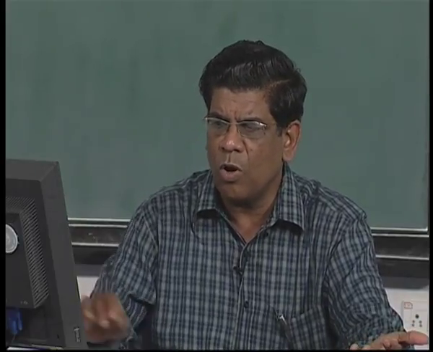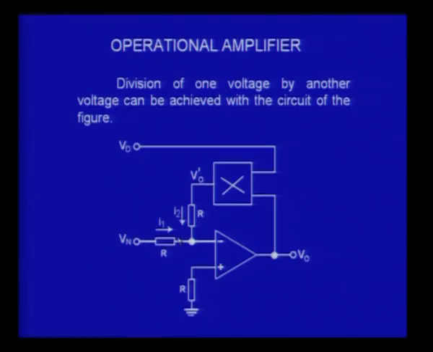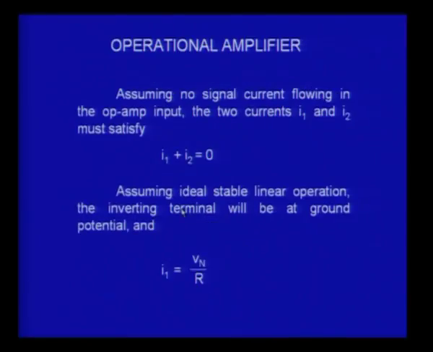And you also know this current, which is Vn by R, is the same which is flowing into this, and therefore, Vo prime by R should be equal to Vn by R, except that the directions of the currents as shown in the figure are opposite. I1 and I2 are opposite in direction. That is exactly what is shown here. So I1 plus I2 should be equal to 0.